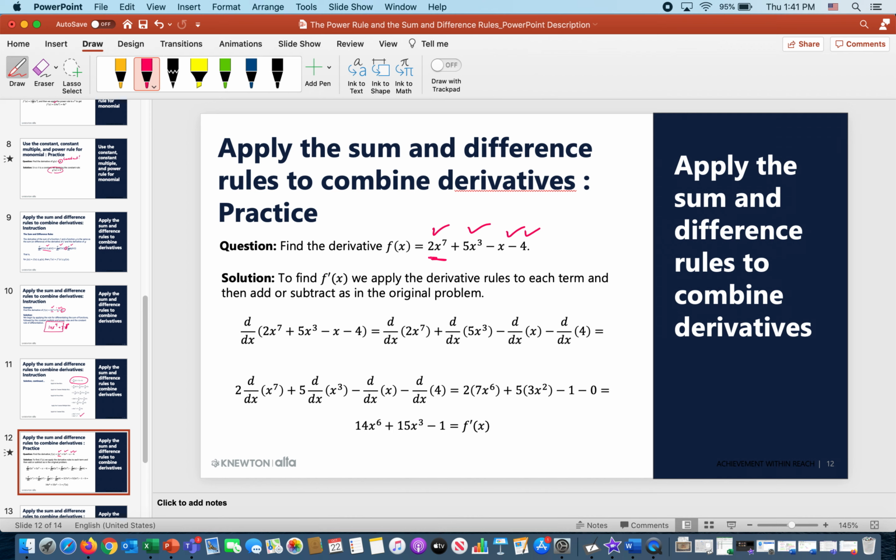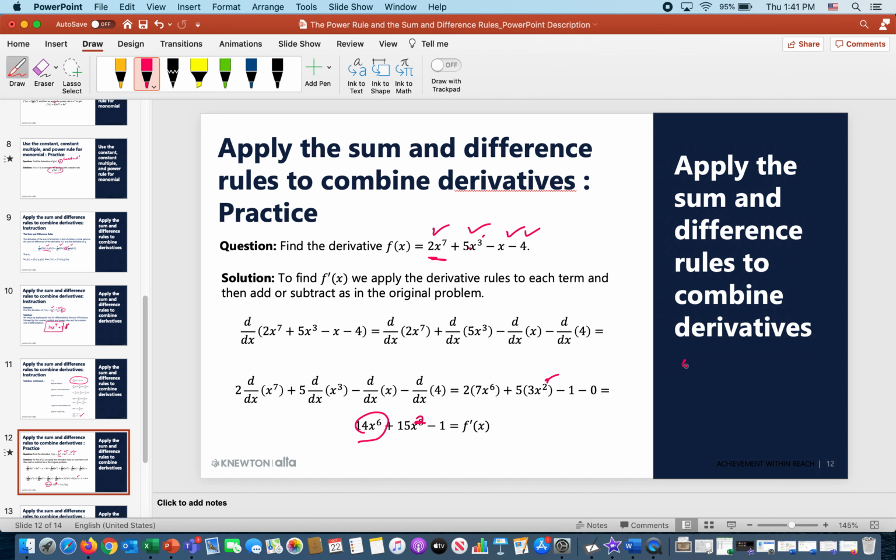7 times 2 is 14x to the sixth. There it is. 5 times 3 is 15x to the third. Now look, right here, there's an error in the Newton PowerPoint. This should be 15x to the second. Remember that we have to subtract that exponent by 1. They have the 2 here, but for whatever reason, I think there's a typo there. The derivative of negative x is just going to be negative 1.